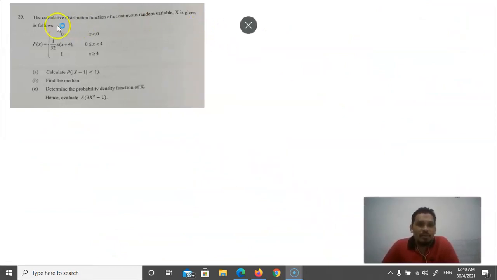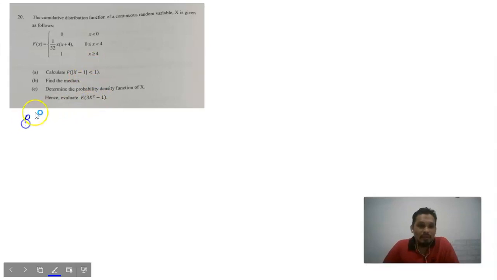The cumulative distribution function of a continuous random variable X is given as follows. Calculate the probability of X less than or equal to 1, then the probability of the modulus of X minus 1 being less than 1. Okay class, let's take a look at this one.